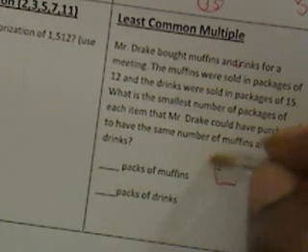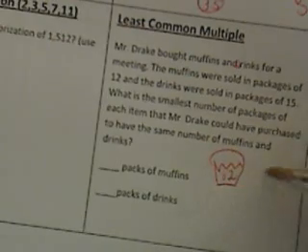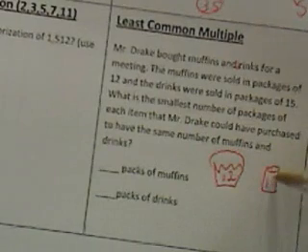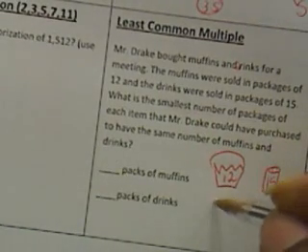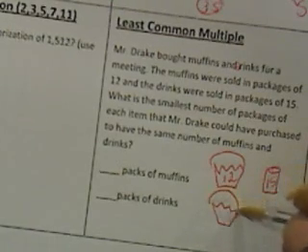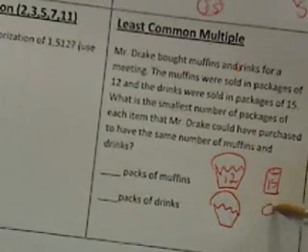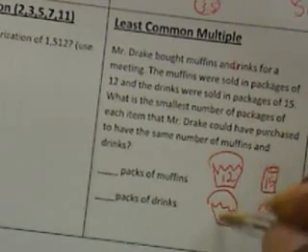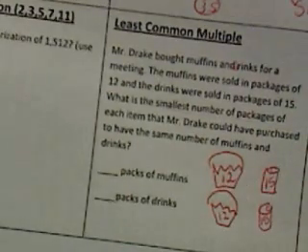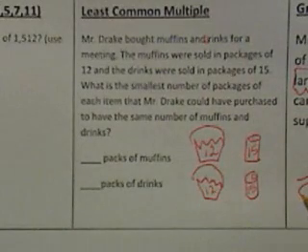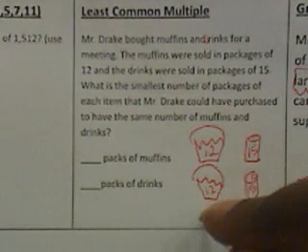muffins of 12, and then we got drinks of 15. Well, if I buy another set of muffins, we're trying to figure out how many packages of muffins would I have to buy? How many packages of drink or cases of drinks do I have to buy? All right, so if I buy 2 sets of muffins, how much will I have? 24. If I buy 2 sets of drinks, how much will I have? 30. Are they the same? No. So now let's keep going.